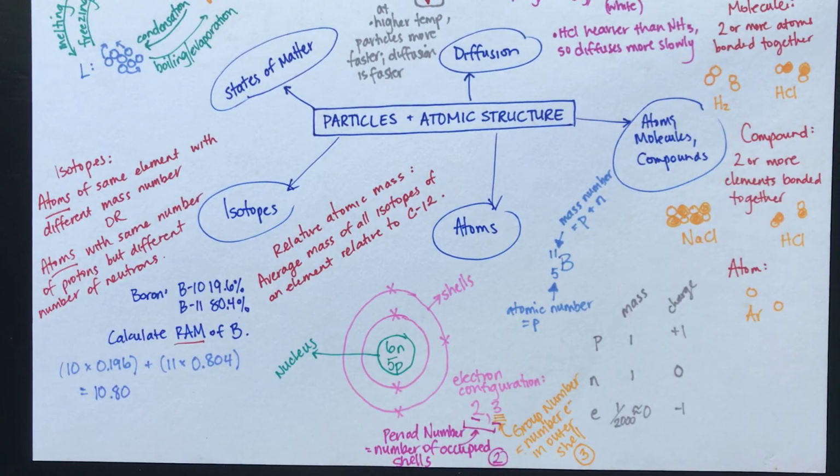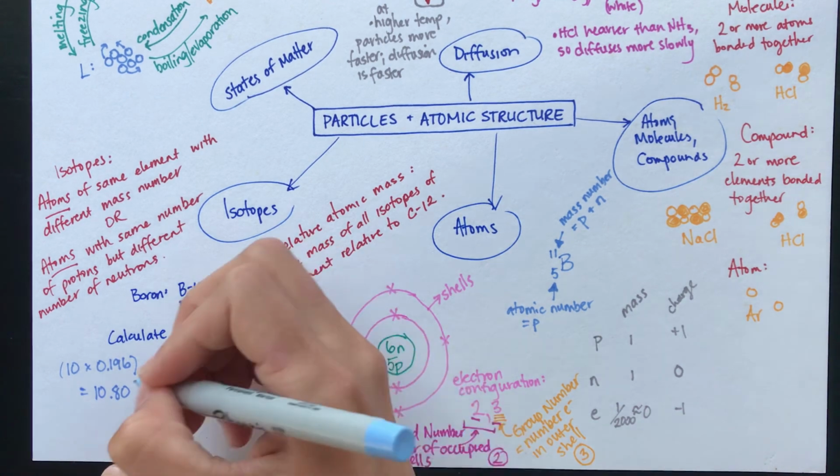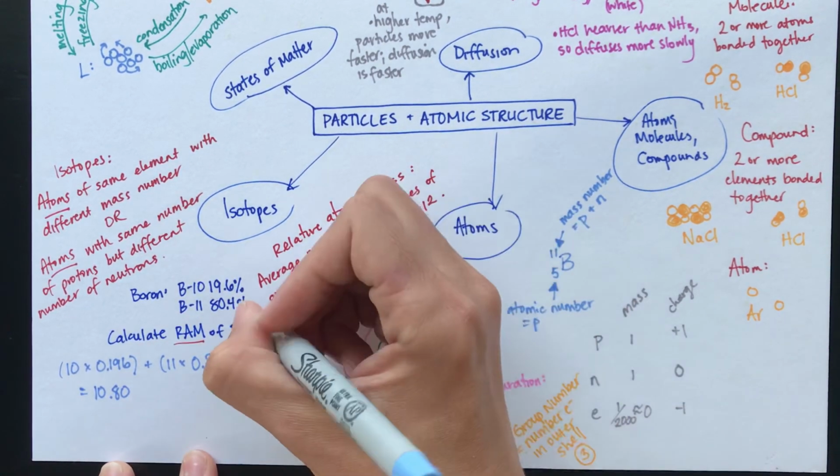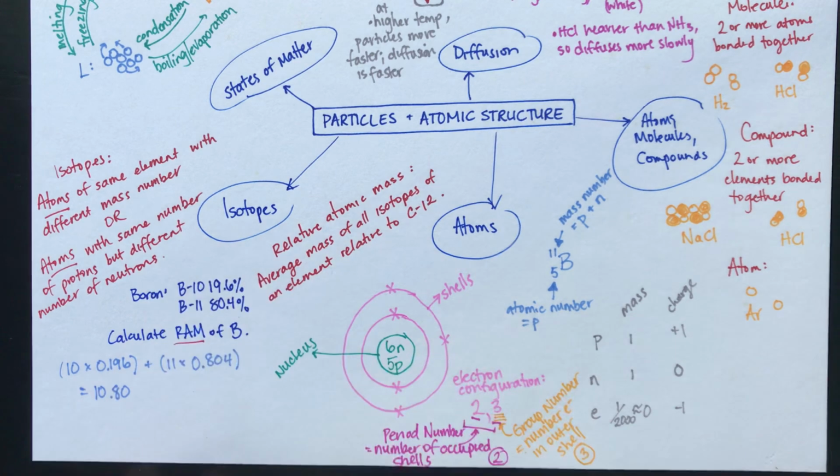They might ask you something like, does that make sense given the abundances? And you can say yes, because it's much closer to 11 than it is to 10. Another word of warning here is look at the question. If it tells you to write it to 2 decimal places, that means you will literally get a mark for having your answer to 2 decimal places. All right, I think that brings me to the end of particles and atomic structure. Hope you found this helpful, and I'll see you soon for the next video.